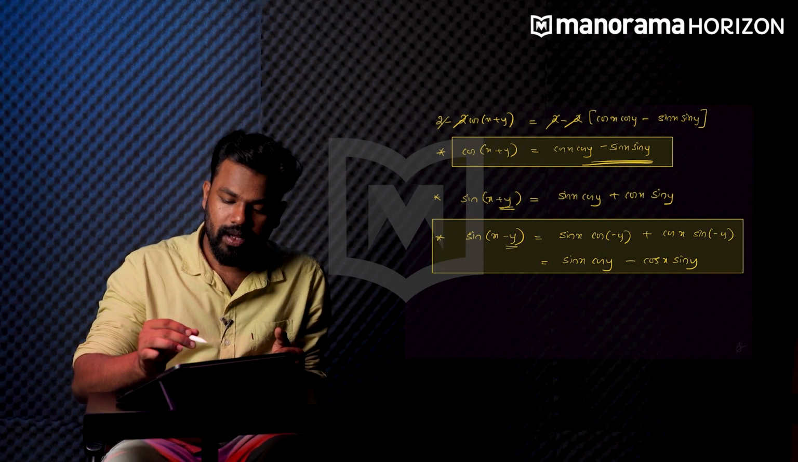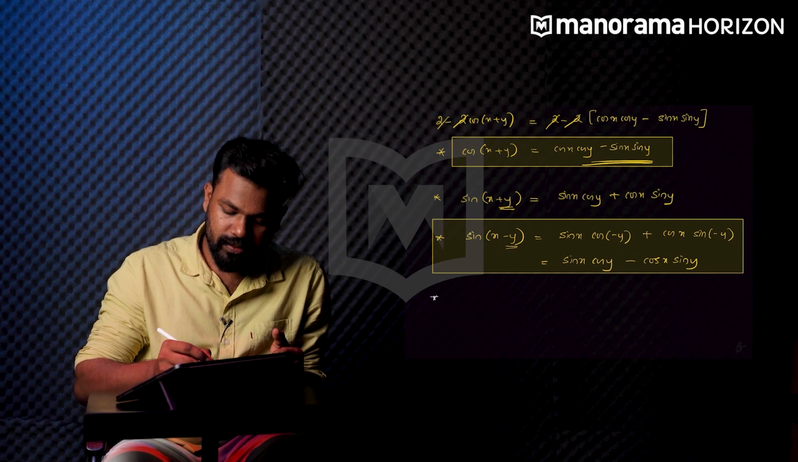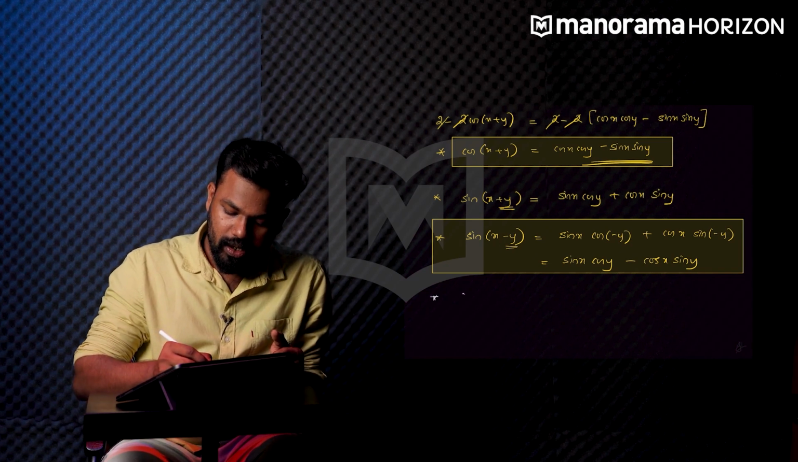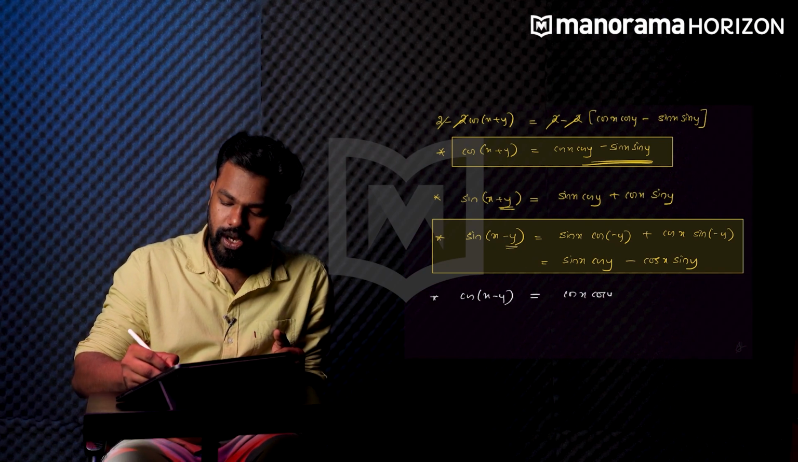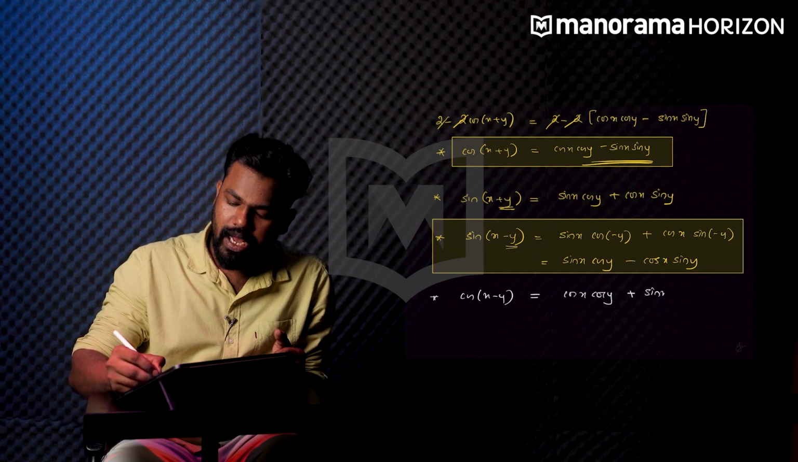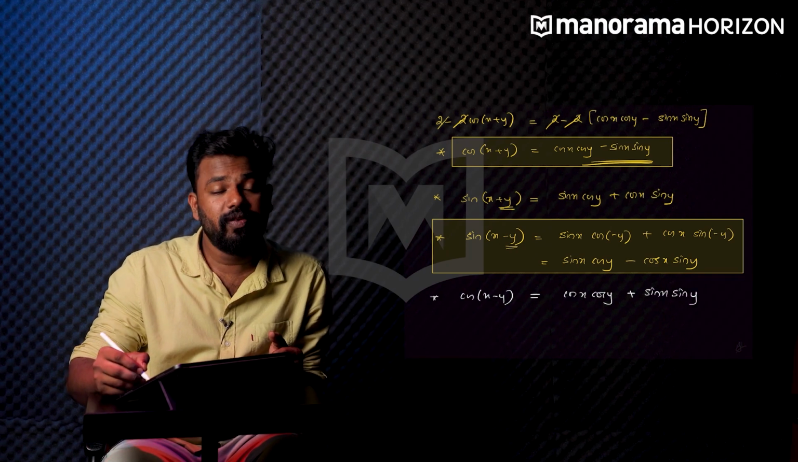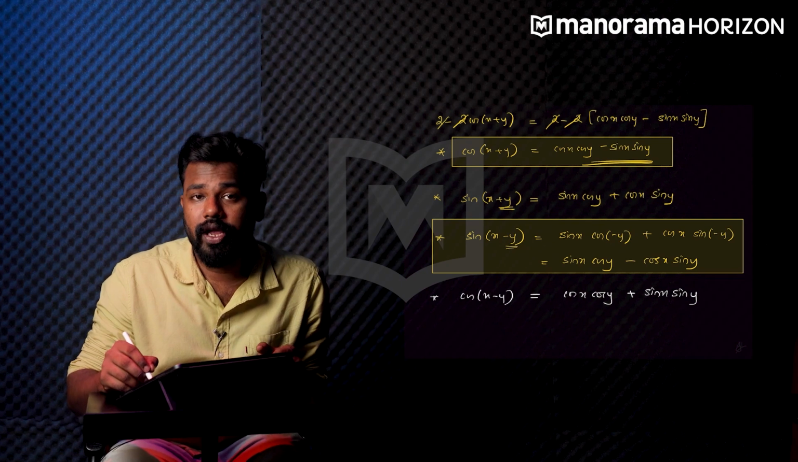Clear? And now when we talk about the last one, that is cos(x minus y). What is cos(x minus y)? It will be cos x cos y plus sin x sin y. So this will be the formula for cos(x minus y) also.